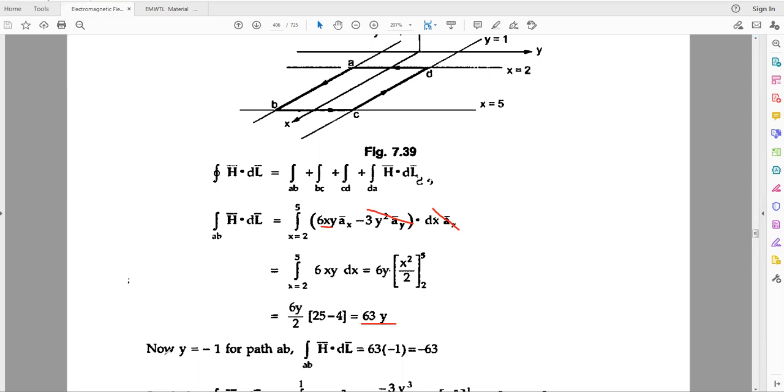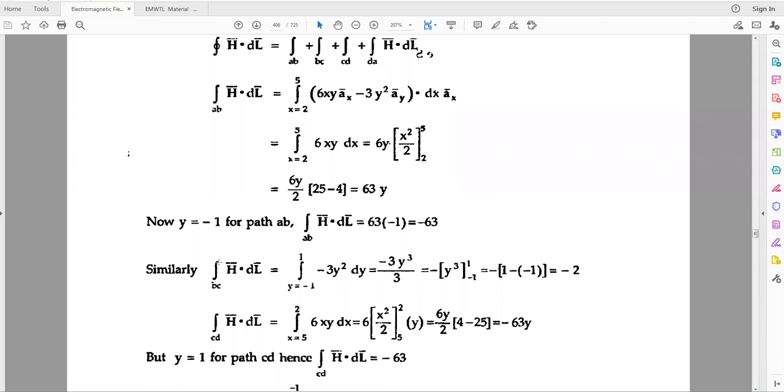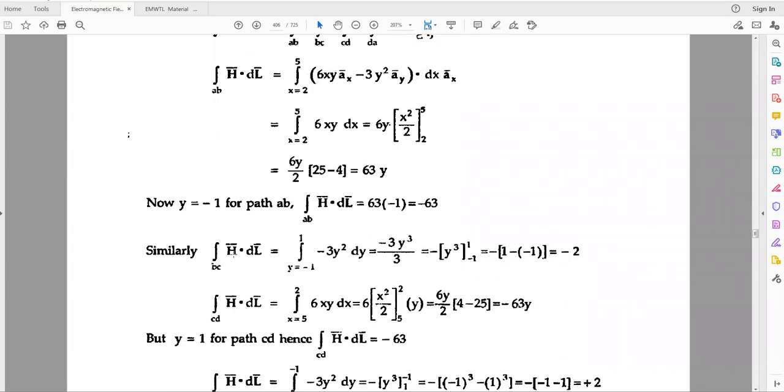Now at y is equal to 1 for the path AB, the integral of h bar dot dl bar is equal to minus 63. Now coming to the integral BC. This is along the y direction. Along the y direction, h bar you can take as the y function, minus 3y square. So minus 3y square ay bar dot dy into ay bar. So ay bar dot ay bar is 1.